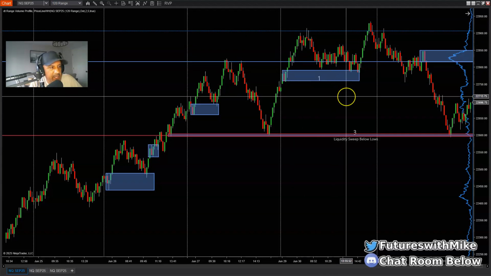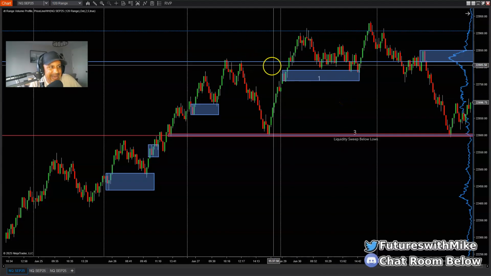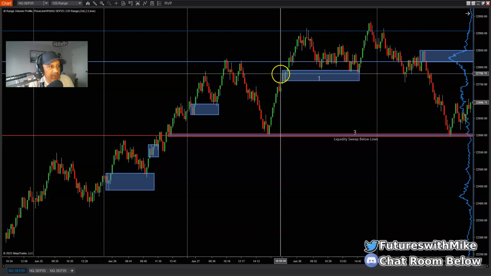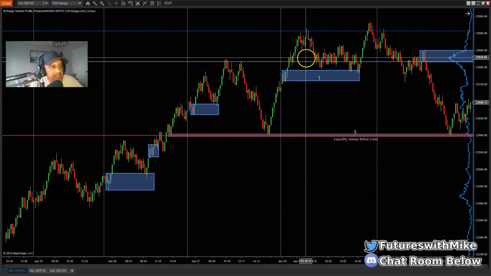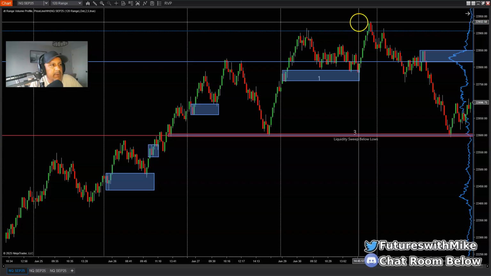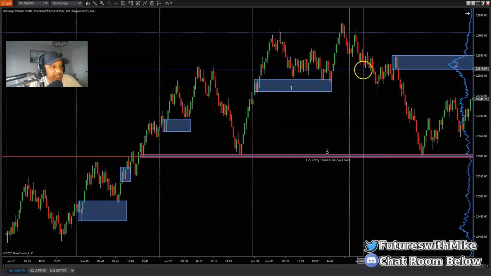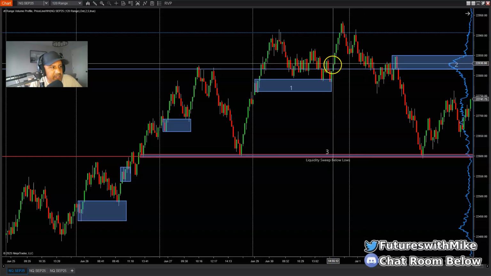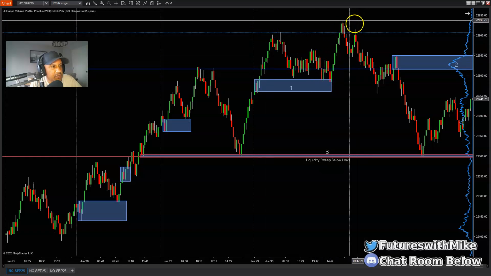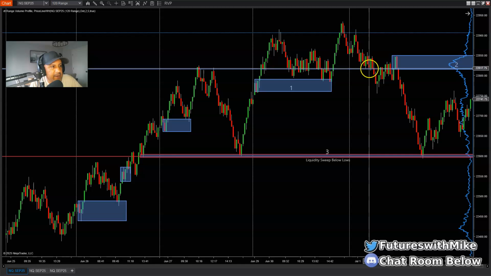Coming down, we didn't break any structure coming lower, meaning we didn't take out any significant key area of a low and a swing coming to the downside. It did make a low here, but then we broke structure back to the upside. It comes down. This is a high probability demand zone right here. You can see the aggressive selling to the upside, broke structure. It comes back down to this area here.